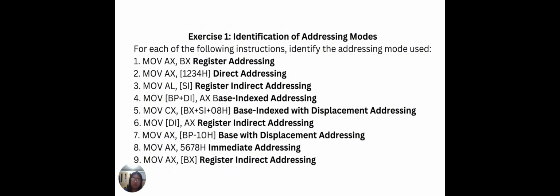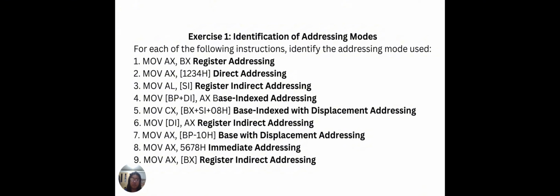1. The first given, mov AX, BX, is a register addressing because the source operand BX is a register and the data is transferred directly between registers, which is AX, without accessing memory. For number 2, mov AX, 1234H. The operand 1234H is a specific memory location, and the instruction directly accesses the value stored at address 1234H and moves it into AX. So this is direct addressing mode.